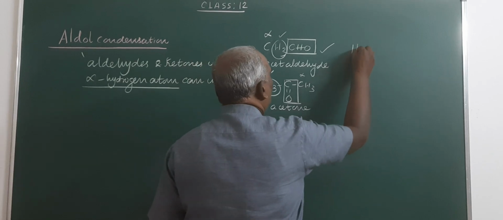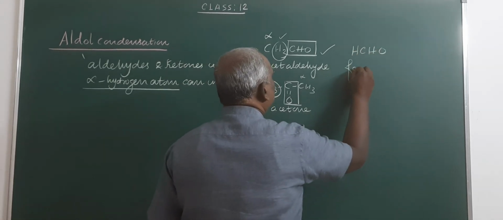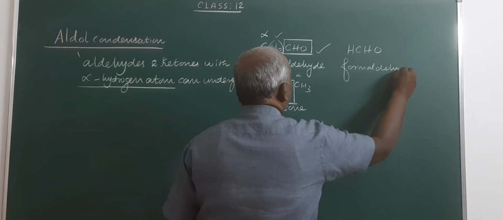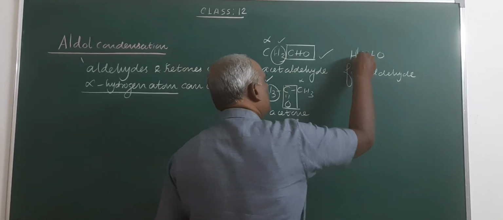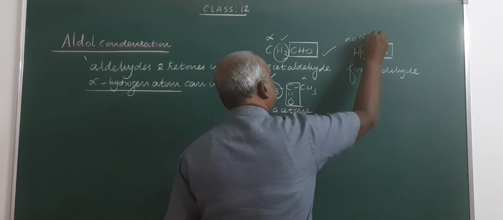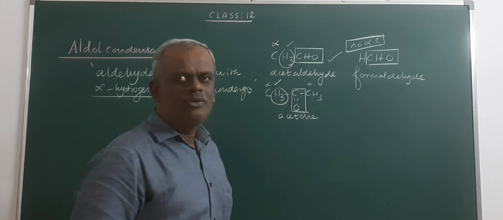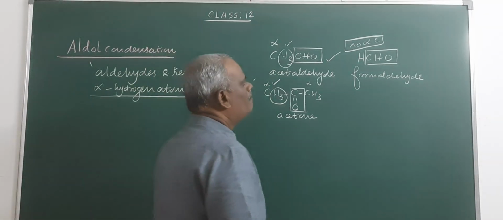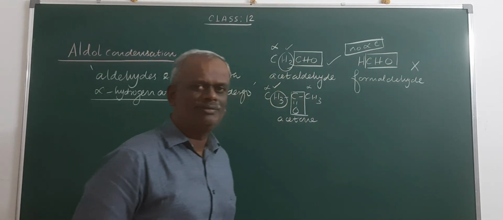Consider the following aldehyde called formaldehyde, in which the functional group is present. There is no alpha carbon, and hence there is no alpha hydrogen. So without alpha hydrogen, formaldehyde does not undergo aldol condensation.